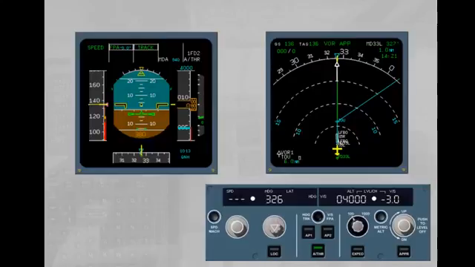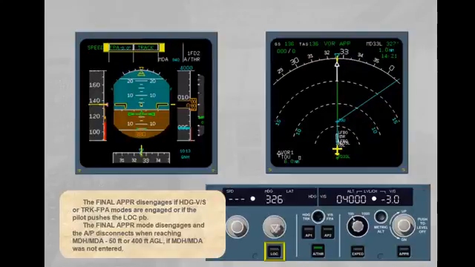The final approach disengages if heading vertical speed or track flight path angle modes are engaged, or if the pilot pushes the lock push button. The final approach mode disengages and the autopilot disconnects when reaching MDH/MDA minus 50 feet, or 400 feet above ground level if MDH/MDA was not entered.